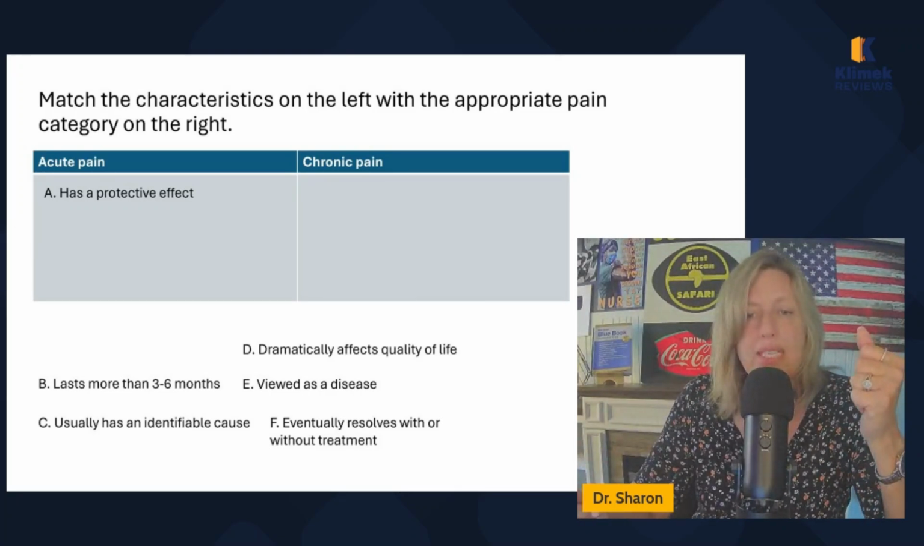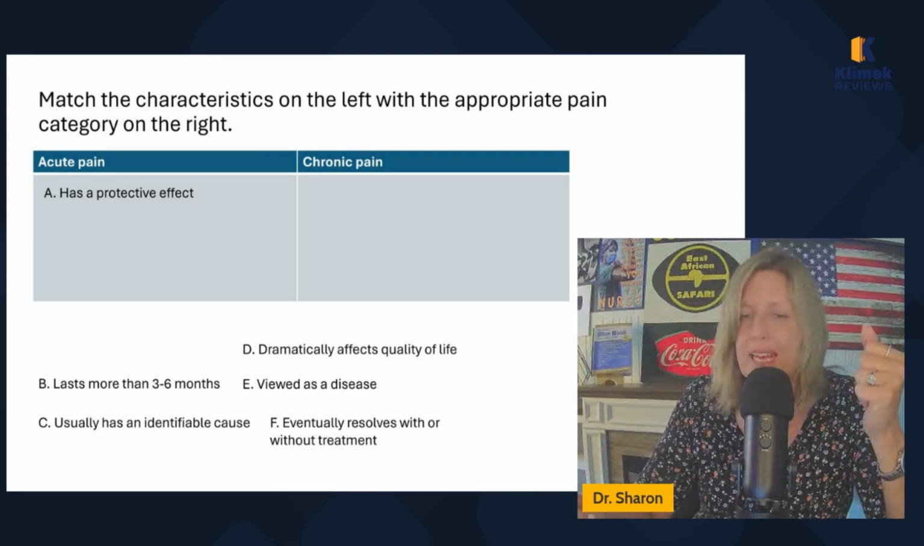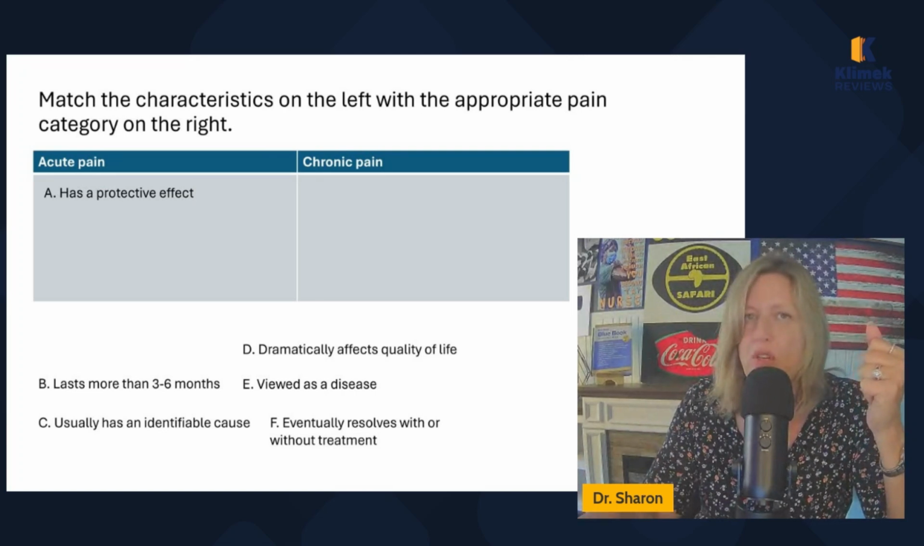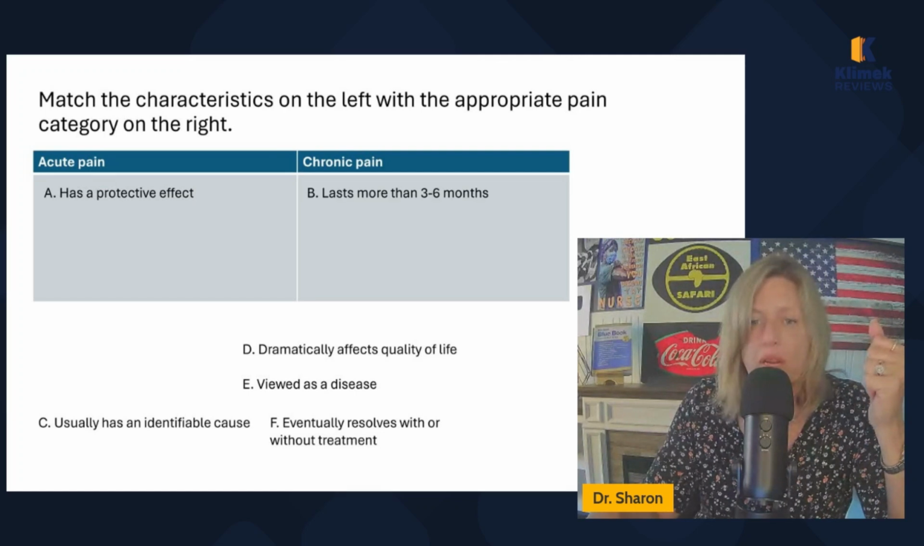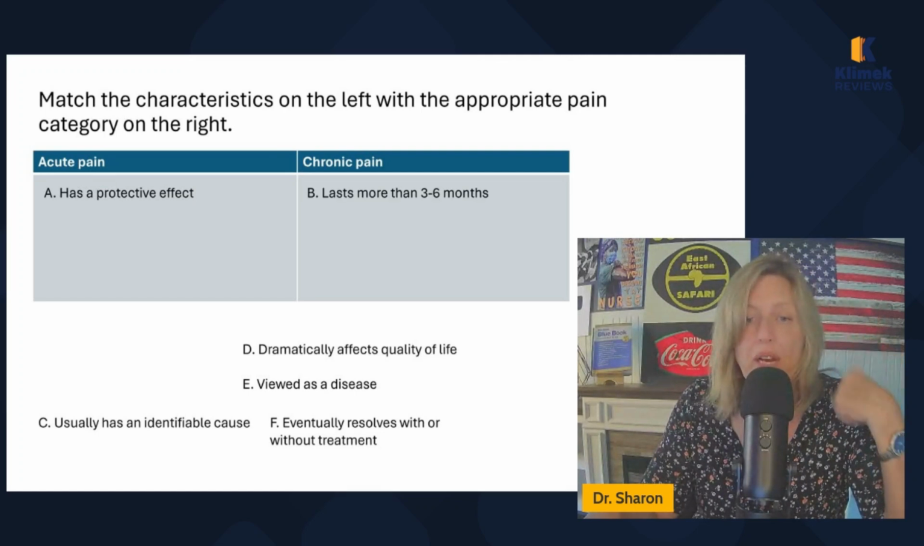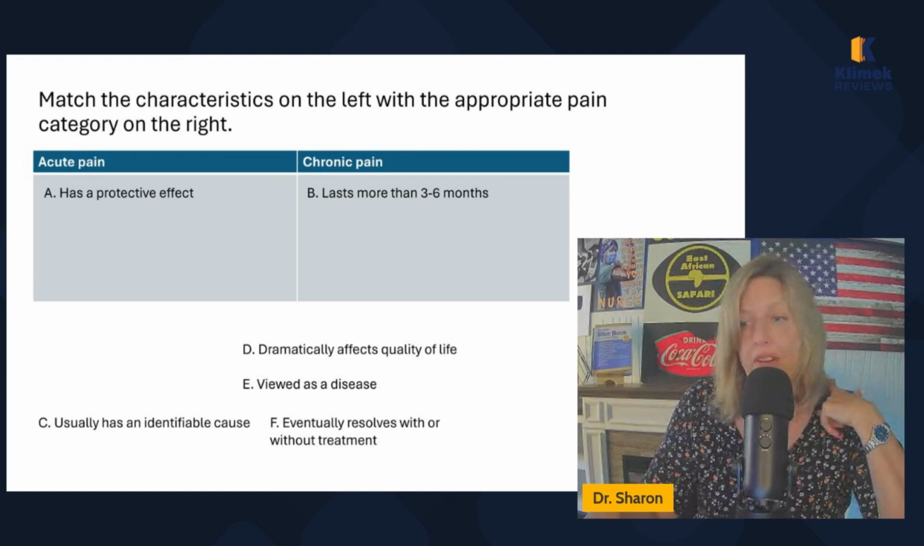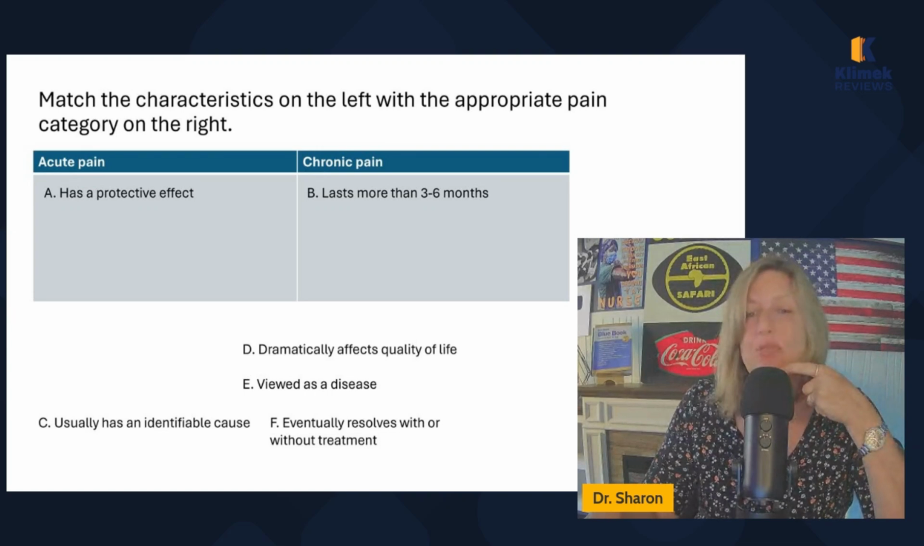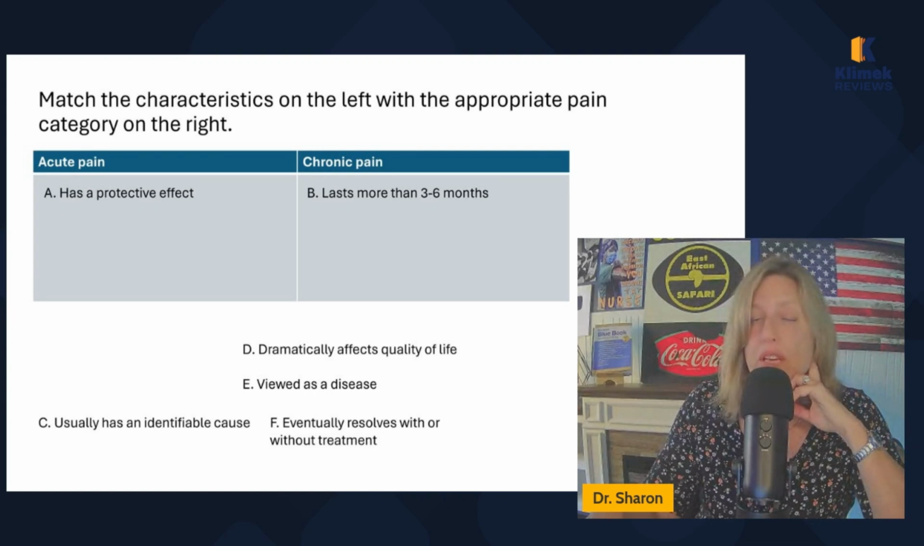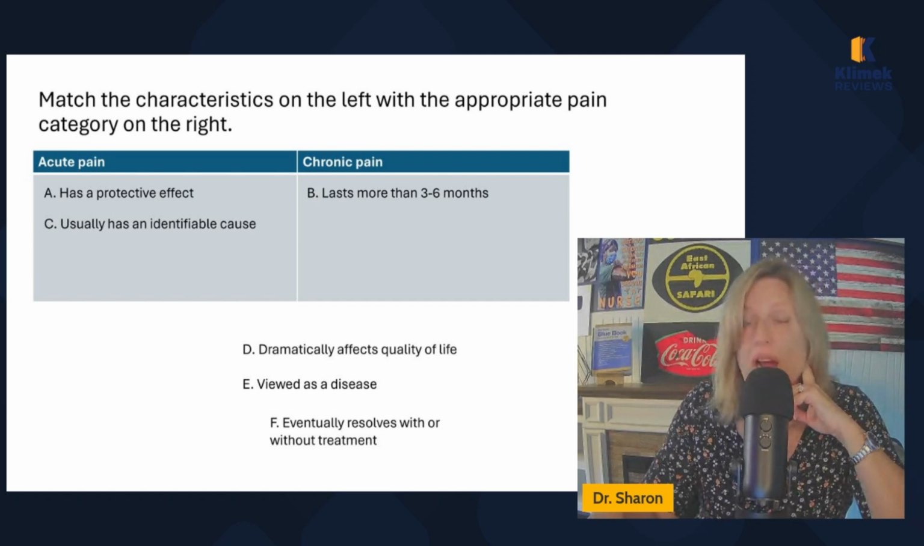Lasts more than 3 to 6 months. Well, acute pain doesn't last more than 3 to 6 months. Acute by definition is short term. So that's got to be chronic pain. Usually has an identifiable cause. That sounds more like acute pain. So usually if we can find the source of the pain, we treat it and it goes away. That has an identifiable cause as opposed to chronic pain, which often does not have an identifiable cause, which is why it's chronic, because we can't figure out what's making it painful.